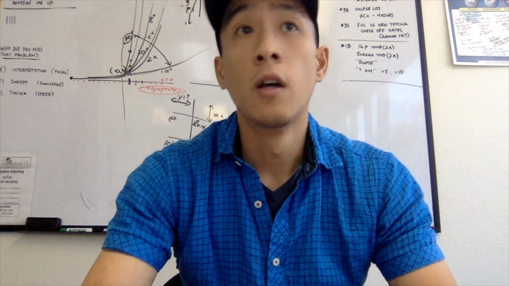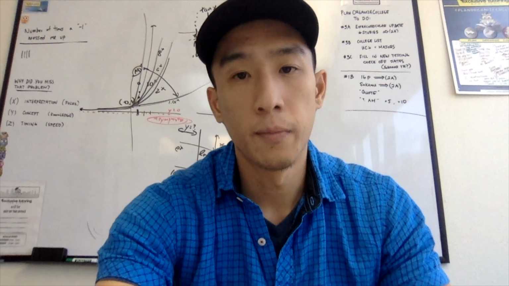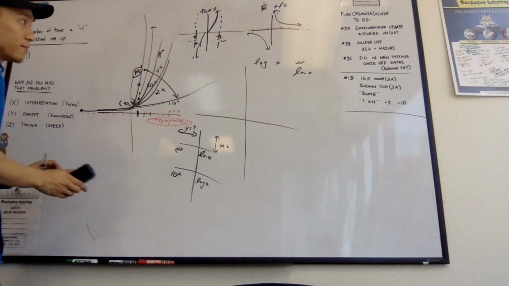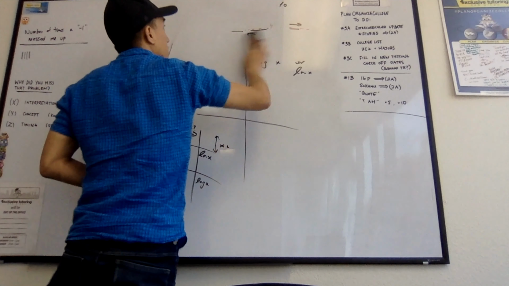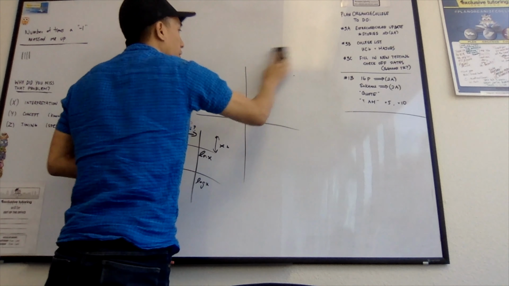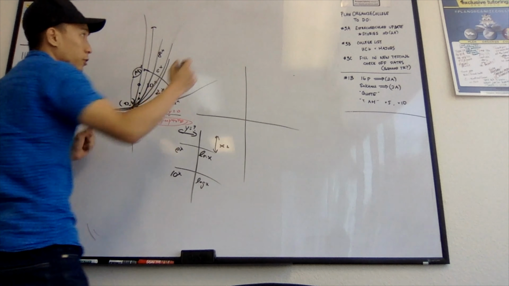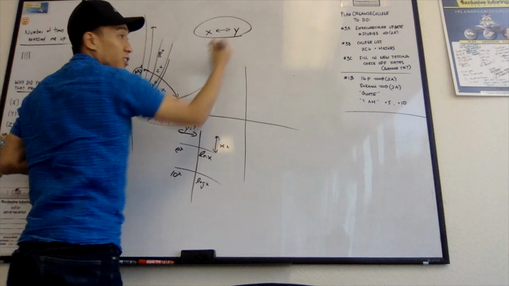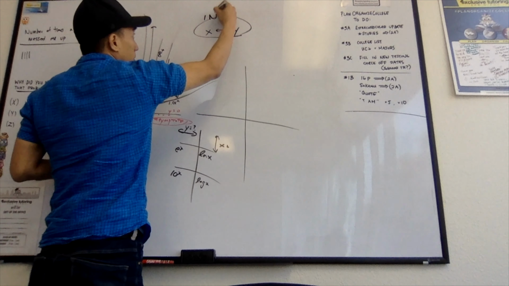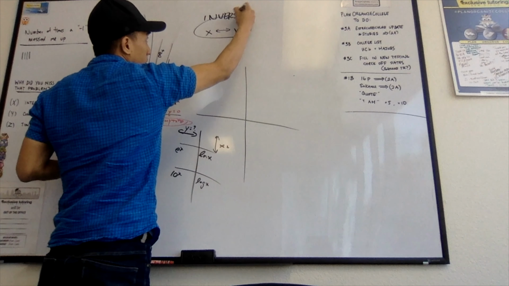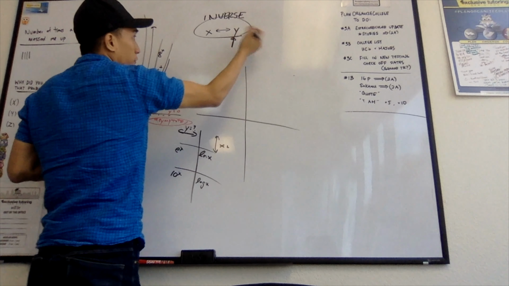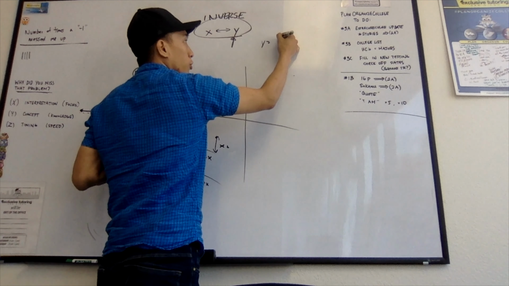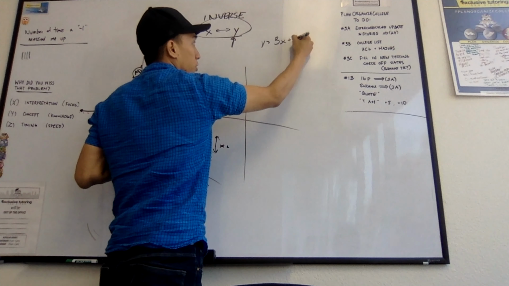To when the problem asks you to do an inverse? An inverse is a flip, okay? So an inverse is where we take x and y and we switch places, and then we re-solve for y. So the easiest one, like if I said y is equal to 3x plus 2, right?